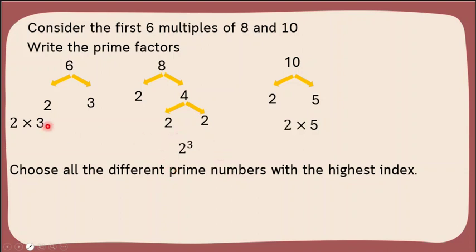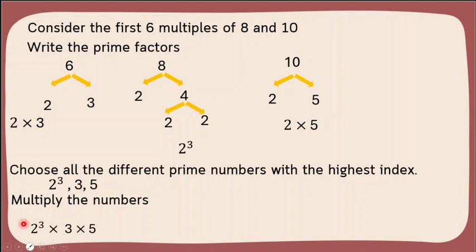So we are going to choose this. When we come to 3, it appears just once, and then it's different. So we have to choose it. But then the highest power of it is also 1. Then 5 appears just once, and the highest power is 1. So at the end of the day, we are going to multiply 2 to the power 3 times 3 times 5. These are the different prime numbers, and these are the highest index of all of them. So that is 2 to the power 3 times 3 times 5.